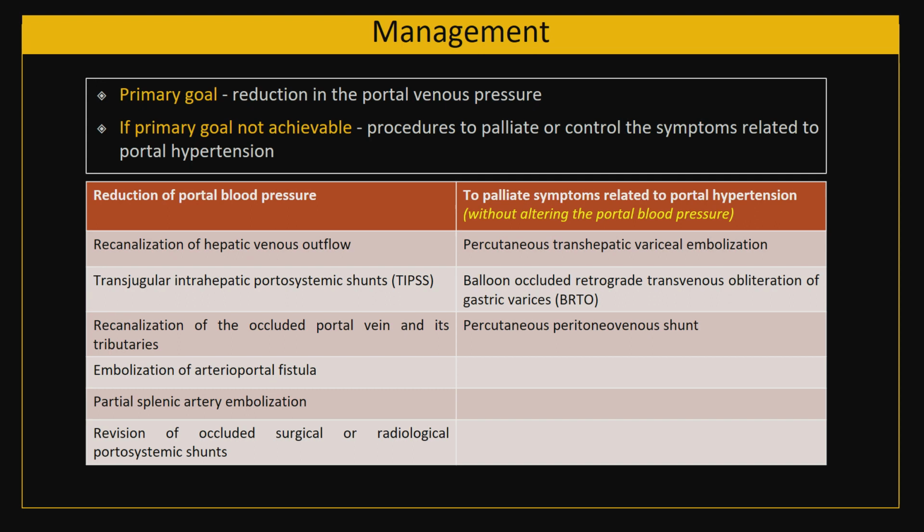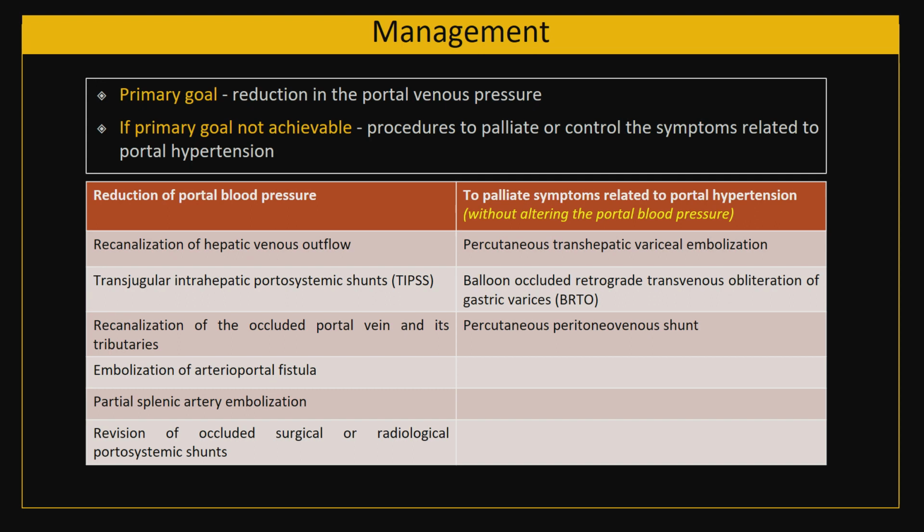Sometimes we can do splenic artery embolization just to reduce the inflow, and that will again help in the reduction of the portal pressure. If a shunt has already been created and it undergoes stenosis or occlusion, we can try to reopen that shunt. And if all these options are not possible, then we can do symptom relief, in which we directly treat the symptoms.